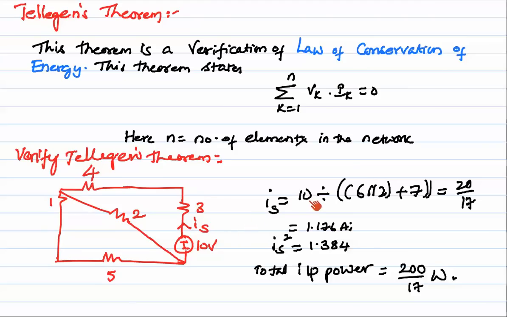So IS is going to be 10 voltage divided by total impedance, we will get 20 by 17 here. Okay, that's 1.736 amps. IS square, that is supply current square, is equal to 1.84 amps here. So total input power is nothing but the product of IS into 10. That means IS is 20 by 17 into 10, so 200 by 17.